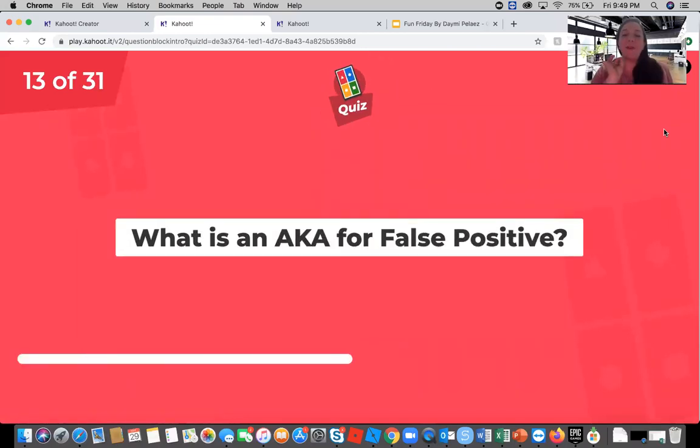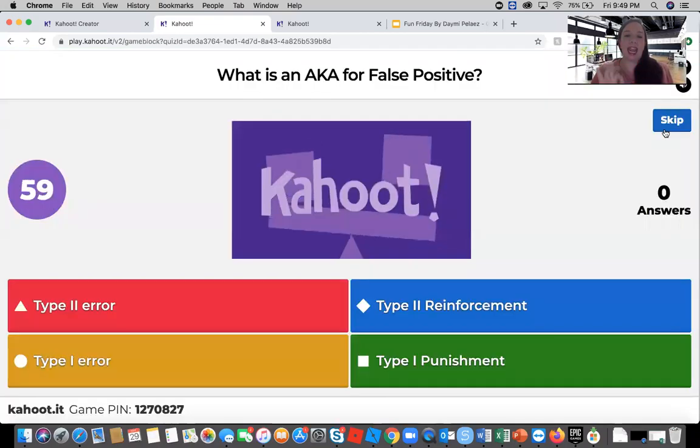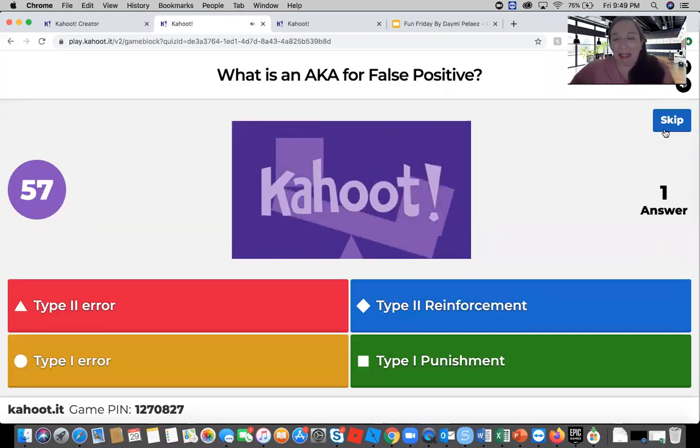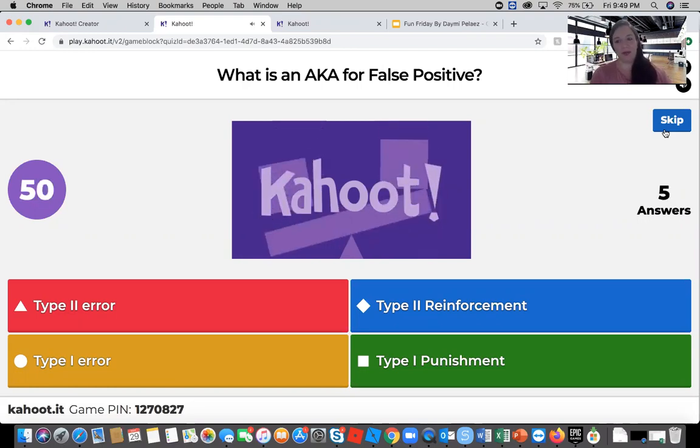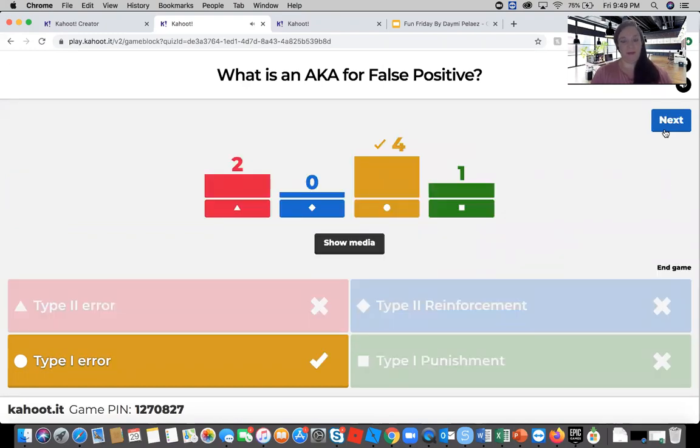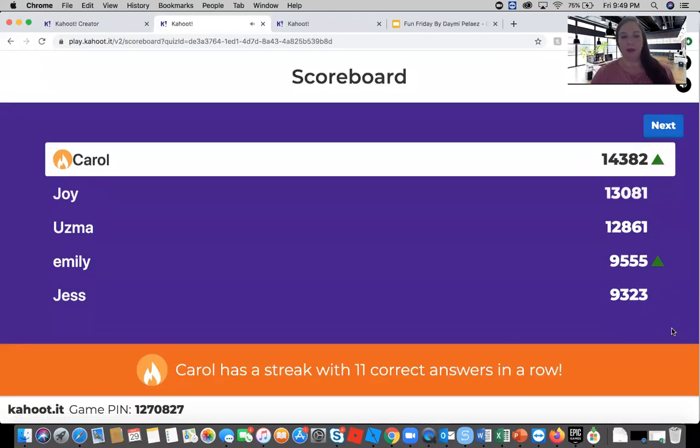What is an AKA for false positive? AKA, my favorite. Take your time. Still very good, guys. AKAs are tricky. They're hard. There's a lot of them. Carol, woohoo! Nice job. Moving up.